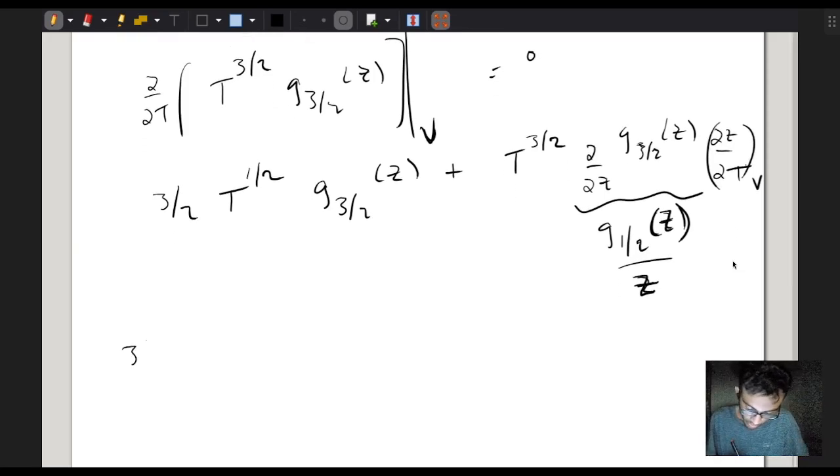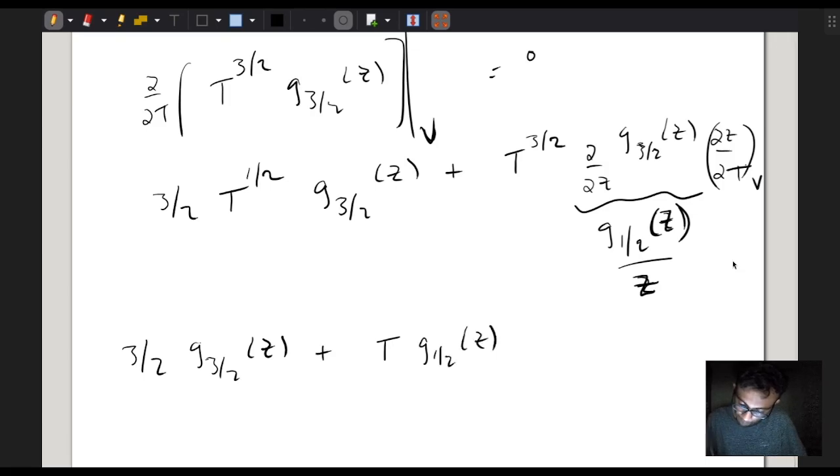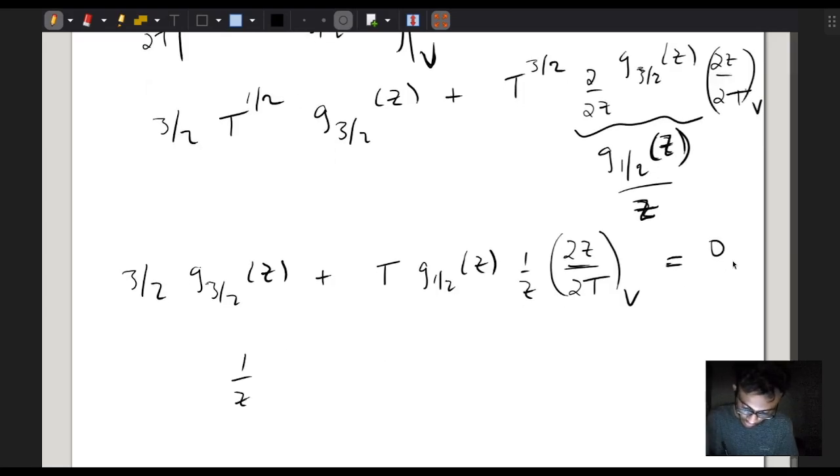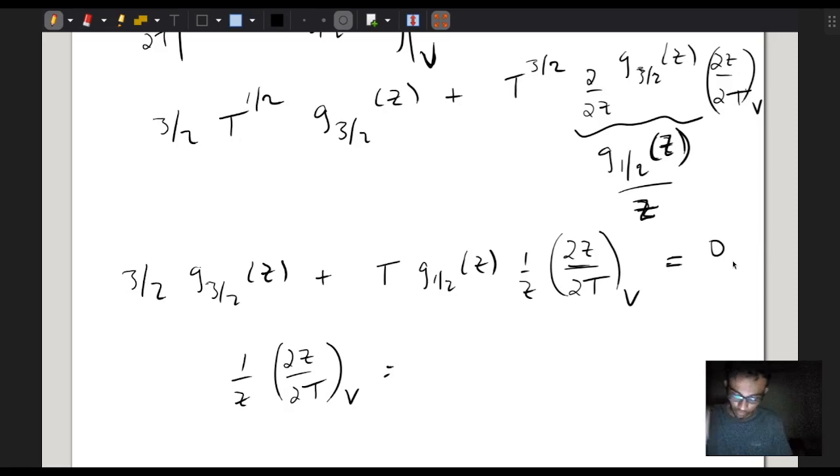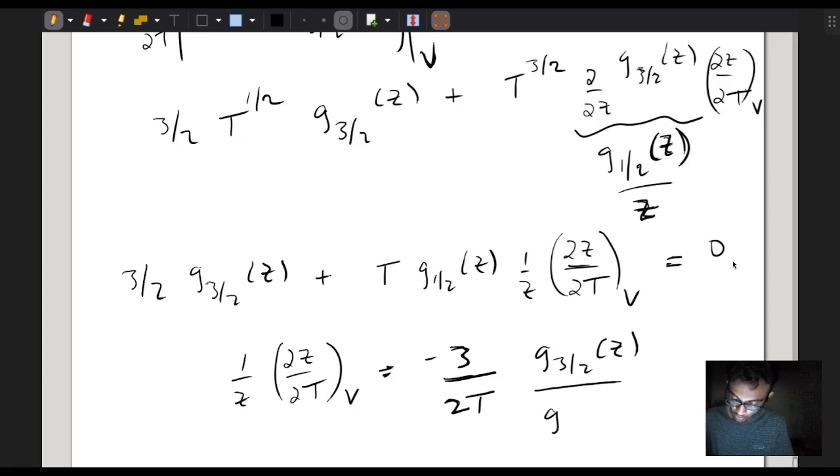So what we see is that 3 by 2 g 3 by 2 of z plus T times the derivative term gives us, from this, 1 by z dou z by dou T at constant volume is going to be minus 3 by 2T, g 3 by 2 of z by g 1 by 2 of z. So this is the first result we need.